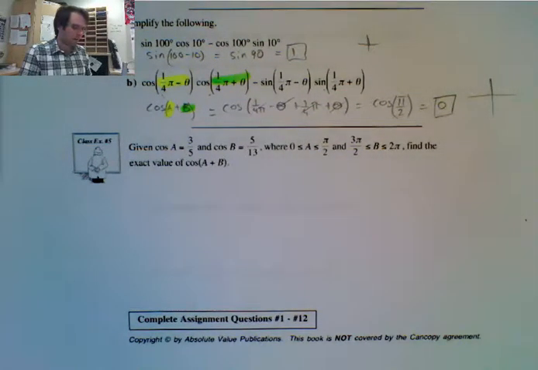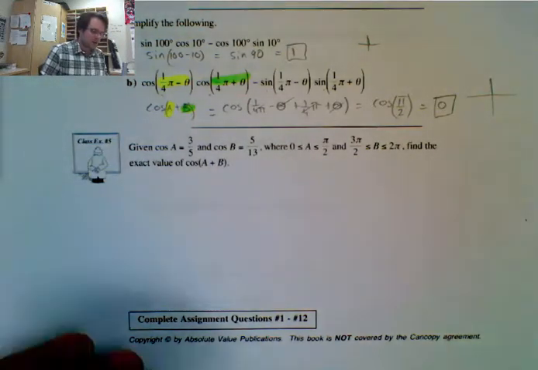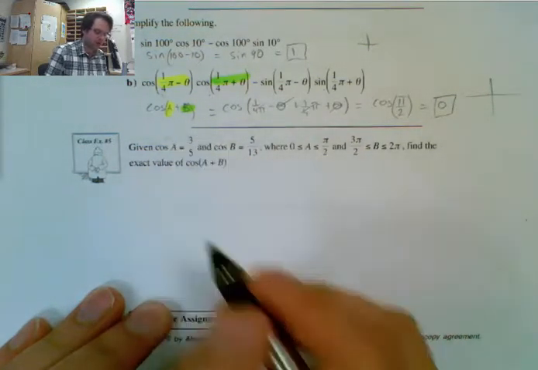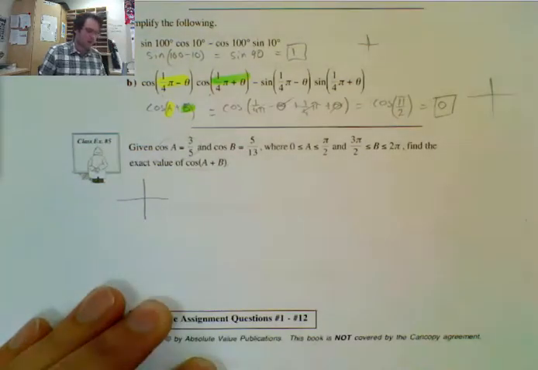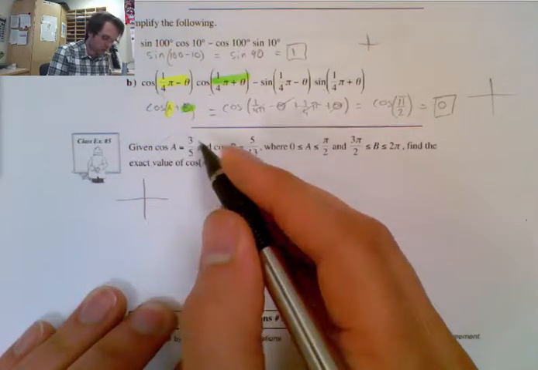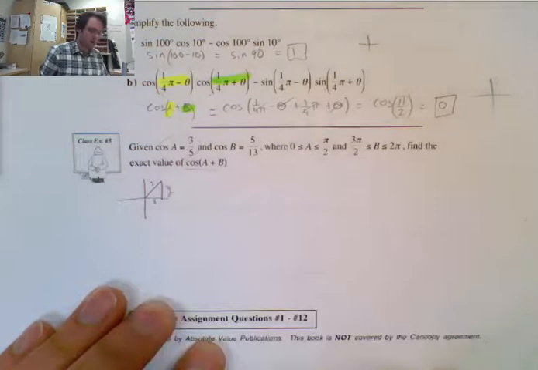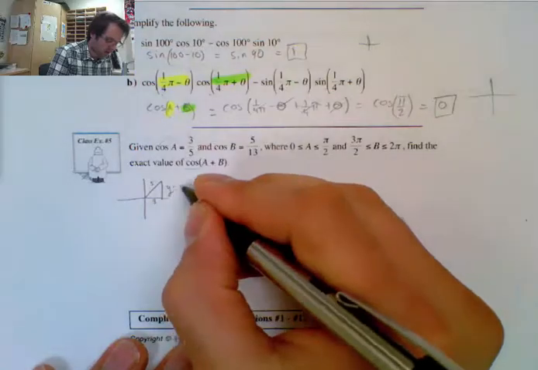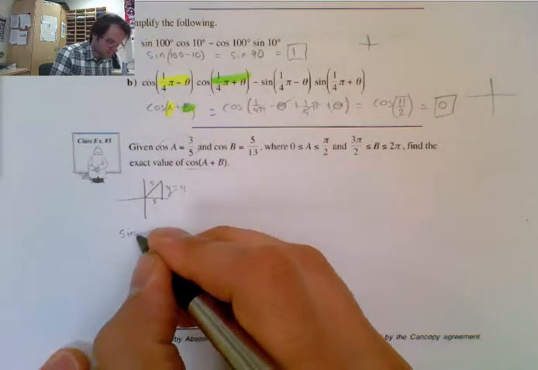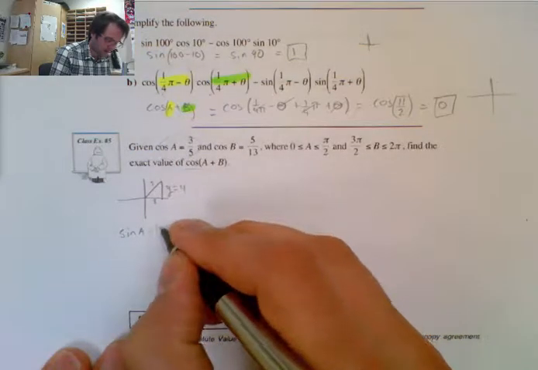Alright, now question number 5 says, we are given cosine of A is equal to 3 over 5, cosine of B is 5 over 13. So let's first look at cosine of A, and we want to find cosine of A plus B. We have 3 over 5, and A is between 0 and pi over 2, so we're in quadrant 1. So my radius is 5, and my x value is 3, and now we want to find my y value. My y value here is going to be 4 because of our Pythagorean identities. So sine of A is going to be equal to 4 over 5.